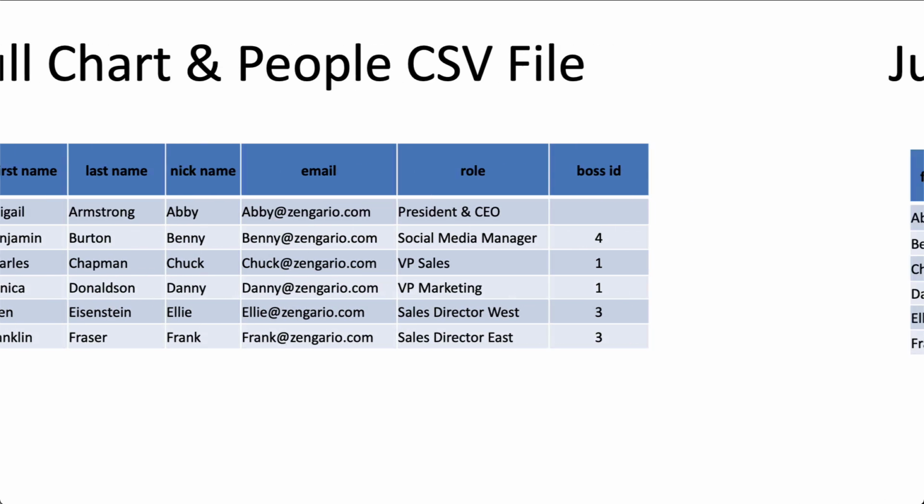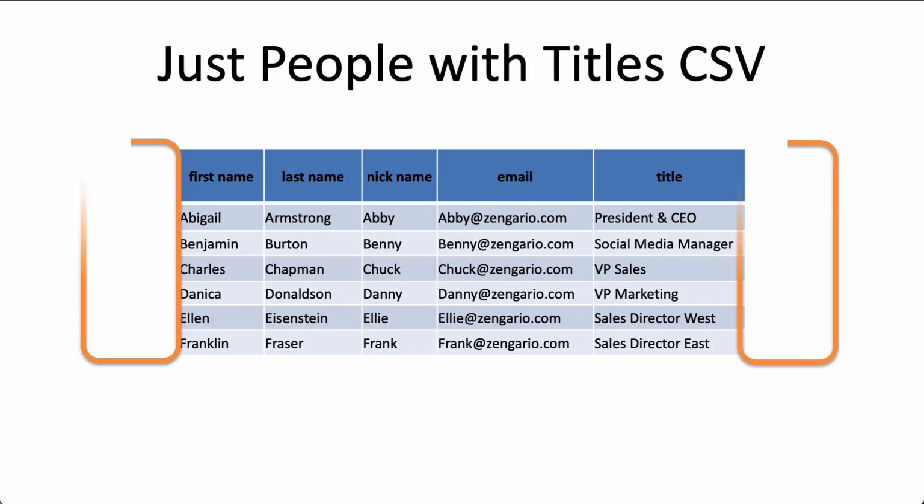Now your CSV or Excel file may not contain the details of who reports to whom that allows Organimi to build the hierarchy automatically. But that's okay, and we'll show you how that works in the second half of this video. Now let's import our file.